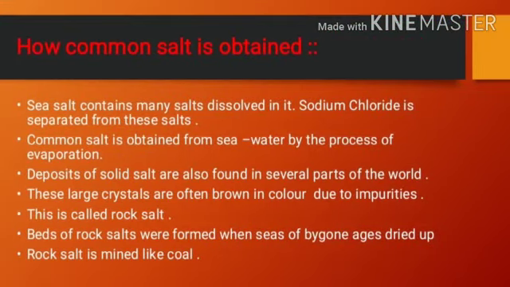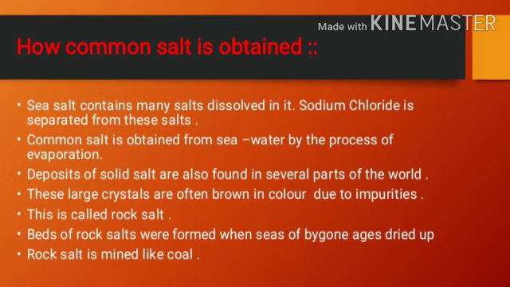Now let's move to the occurrence and extraction of sodium chloride. Common salt occurs naturally in seawater and as rock salt. Common salt occurs in dissolved form in the seawater as seawater contains many dissolved salts in it. The major salt present in seawater is common salt, and the common salt is obtained from seawater by the process of evaporation. For this, seawater is trapped in large shallow pools and allowed to stand there.